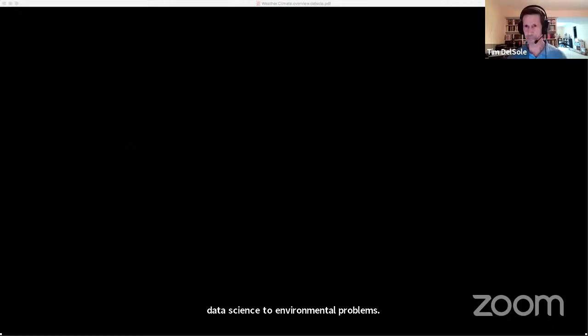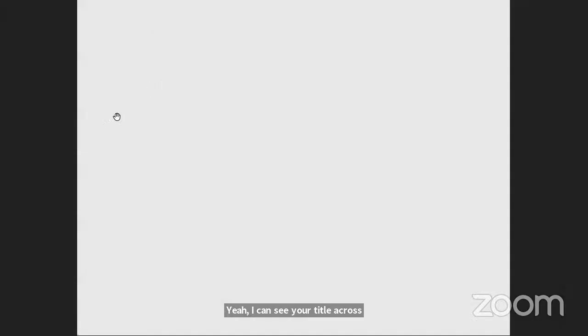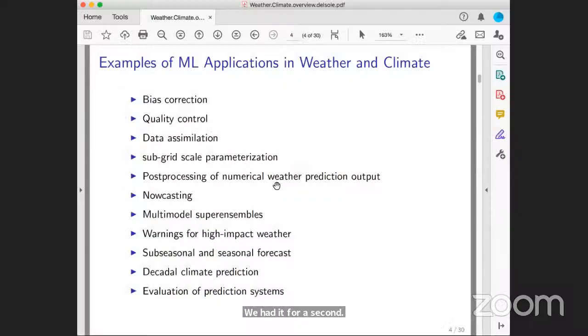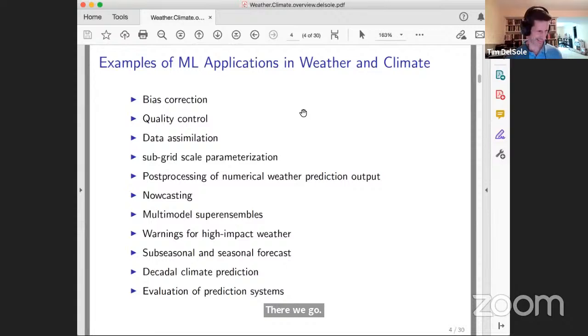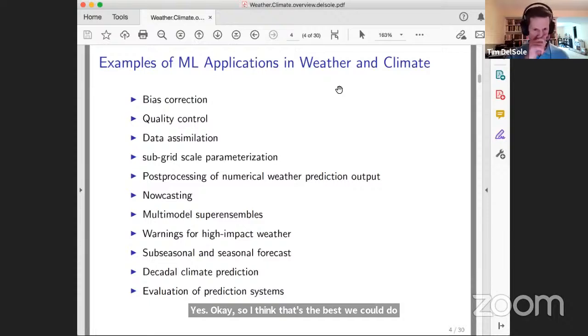Sorry to interrupt. Your screen is black, actually. I saw your screen when you opened your slides, but when you went to full screen, it became black. Yep, can see your title across the top, but not your actual slide. How about if I, so there. We had it for a second. Okay. There we go. So I assume you can see the borders. Yes. Okay, so I think that's the best we could do. So I'll just go on from here.